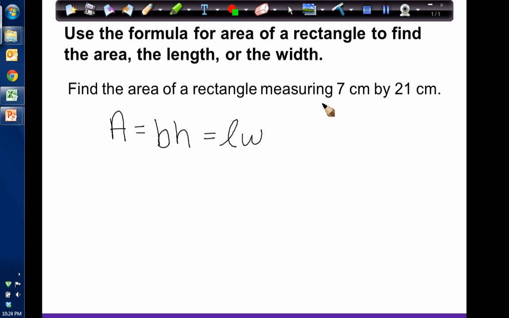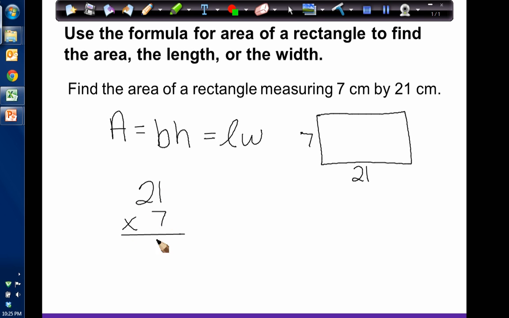So now let's find the area of a rectangle measuring 7 centimeters by 21 centimeters. Okay, so 7 centimeters by 21 centimeters. So instead of dividing this into 7 parts and dividing the length into 21 parts and counting the blocks, we could just multiply 7 times 21 and get 147 square centimeters. Much faster.